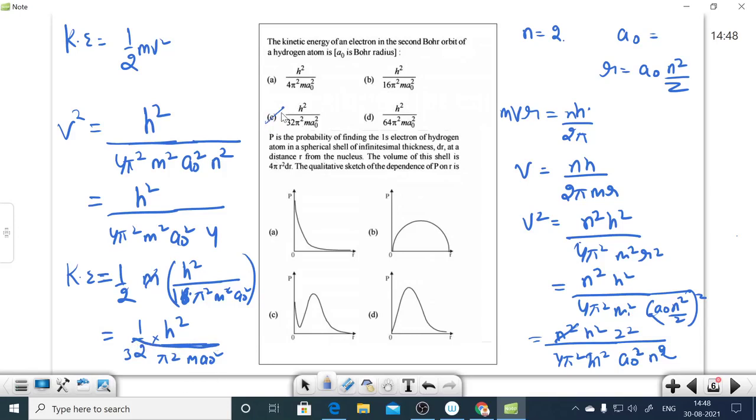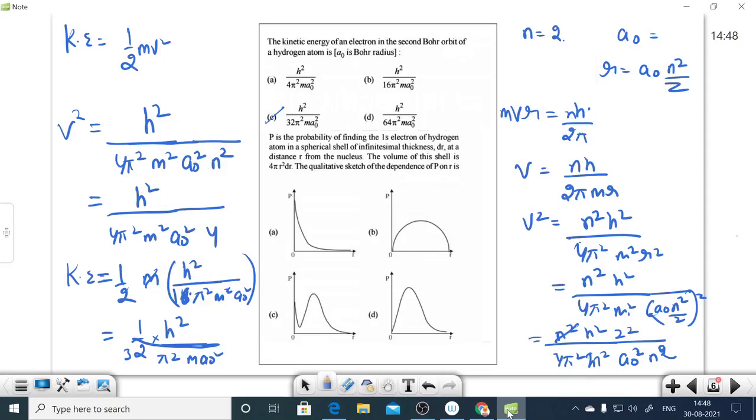So I believe that this is pretty much clear with everyone. So now next problem is, P is the probability of finding the 1s electron of hydrogen atom in a spherical shell of infinitesimal thickness dr at a distance r from the nucleus. The volume of this shell is 4 pi r square dr.